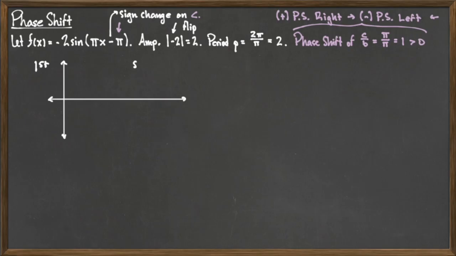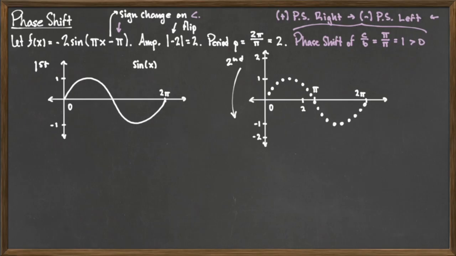Alright, so let's go ahead and do our standard setup. We have one cycle of the sine function, and we know that we're going to stretch it up by 2, and we're going to have a vertical flip. Moreover, this function has a period of 2, so I have to compress one full cycle on the interval from 0 to 2. So incorporating all of these changes, I get the following cycle.